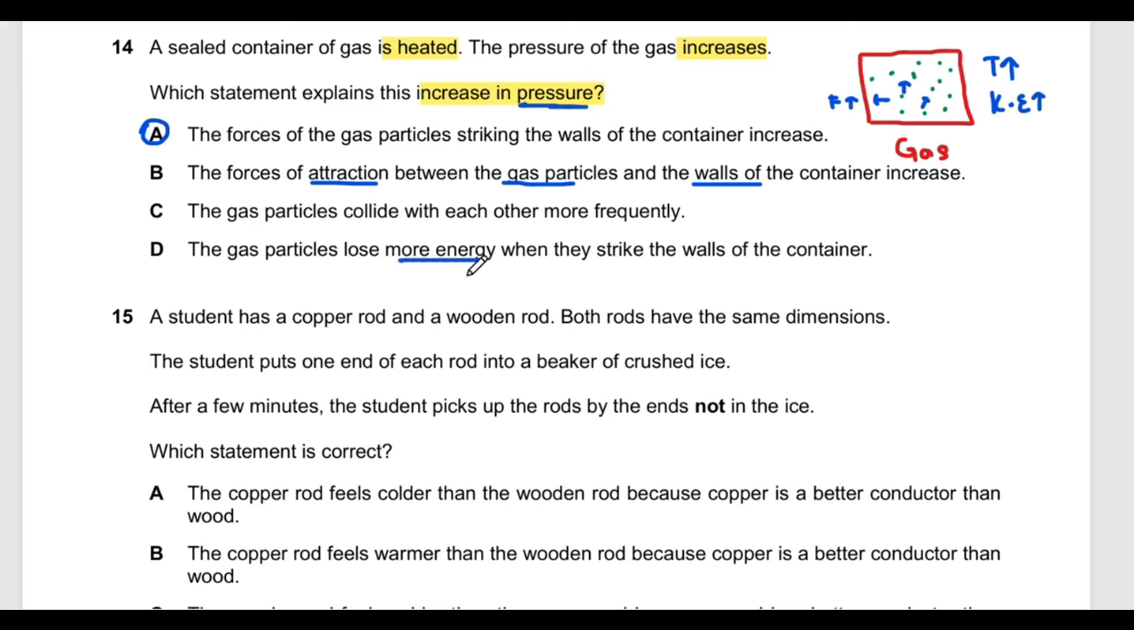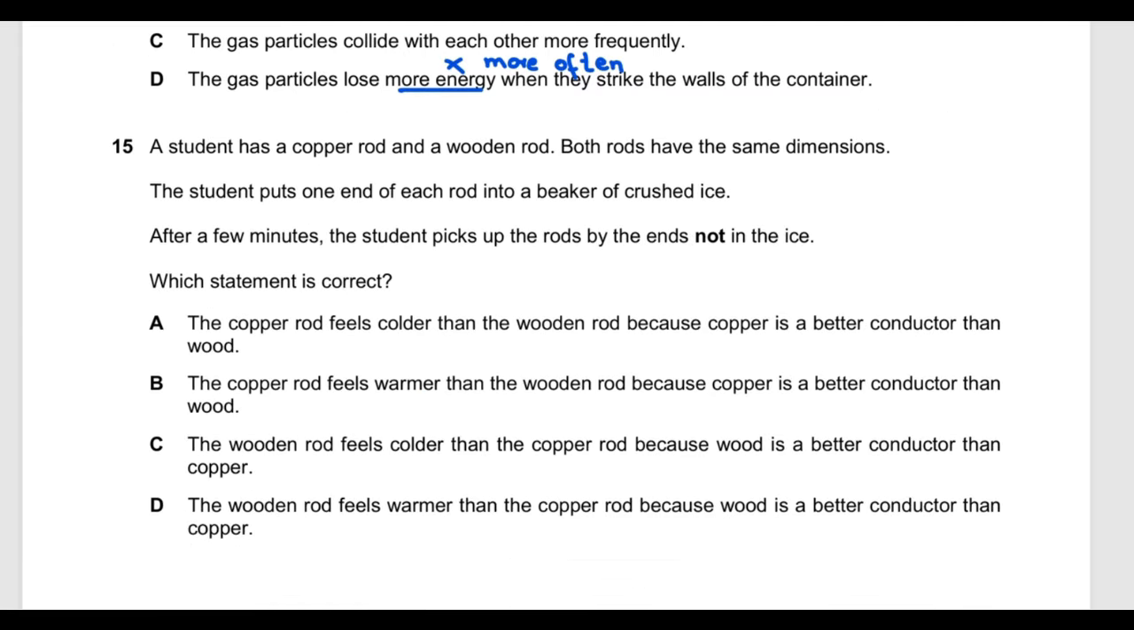The pressure is not due to the fact that the molecules are losing more energy. It is only due to the more frequent collision of the molecules with the walls of the container that is causing the force to increase and the pressure to increase.